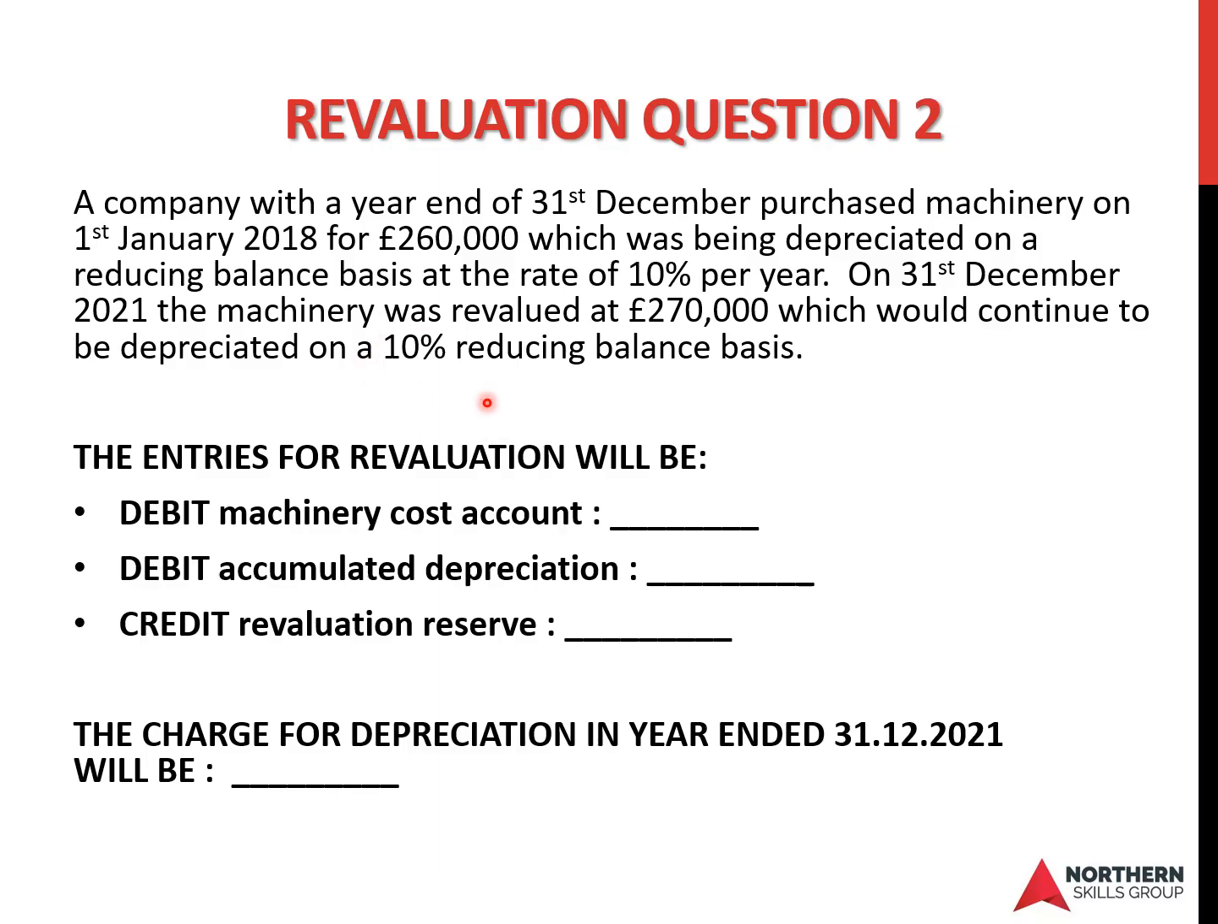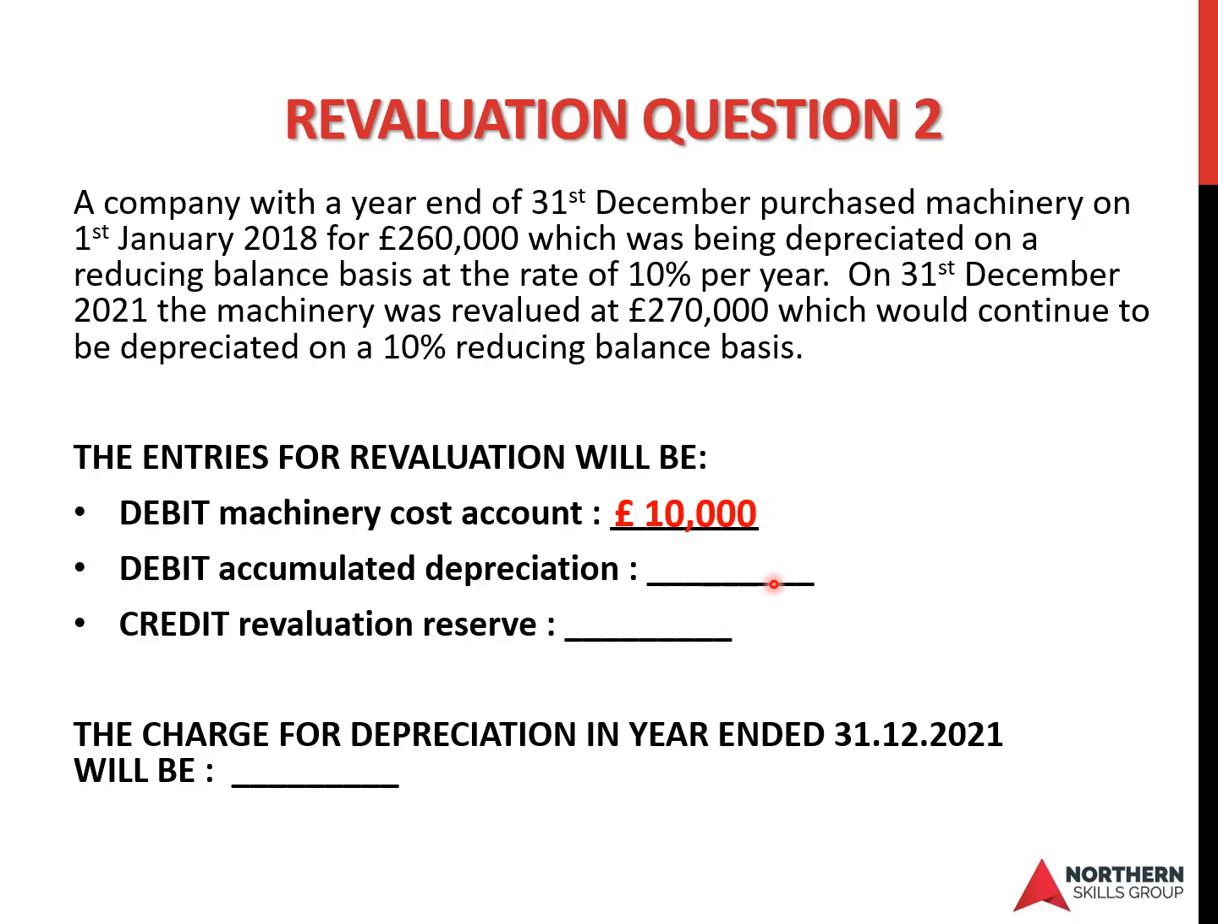So pause the presentation, see if you can work out this time what the 3 entries for the revaluation at the end of the year will be, and the amount of depreciation charged in the year to the 31st of December 2021. So this time we've got an asset currently recorded at 260,000 in the asset cost account. We need to increase that to 270,000. So there's going to be a debit to the cost account of £10,000.